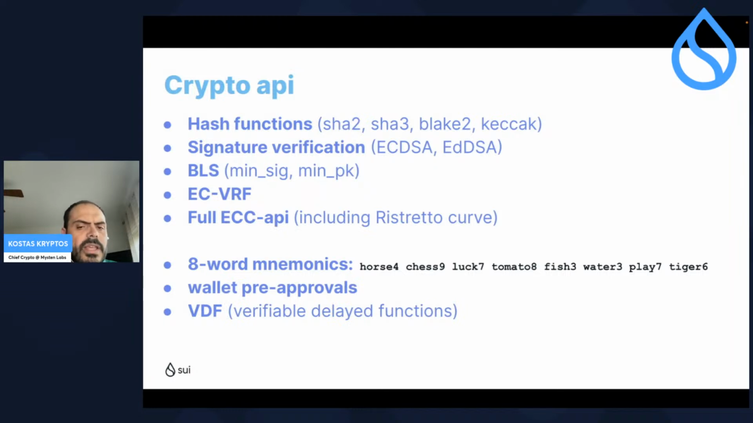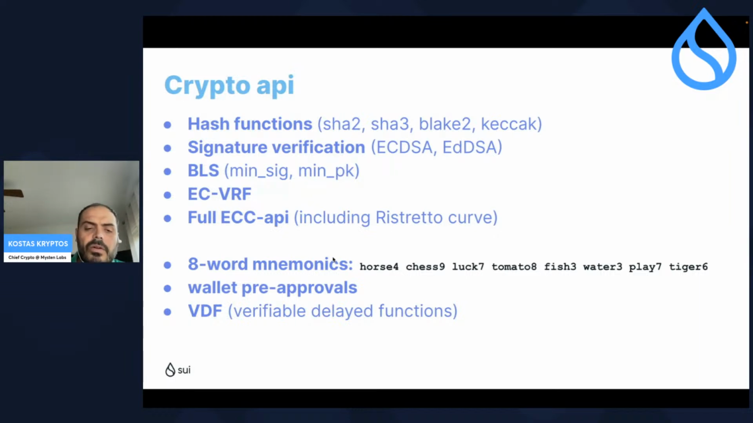And I will say actually K1 is also super fast on verification. So EdDSA or ECDSA K1. If you don't have any other option or you're using mobile enclaves, you can use R1. We have a full elliptic curve API. We're using the ristretto curve. And now what you will see very soon, there will be 8-word mnemonics. If you want, actually, you can even build it by yourself.